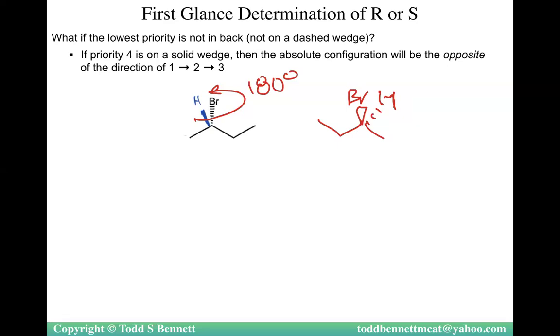So I'm going to say, let's not do that. Let's see if we can find a cool little trick. And the trick is going to be the following. Identify your priorities. So 1 and 4, the easy ones. Ethyl beats methyl, just like it did before.